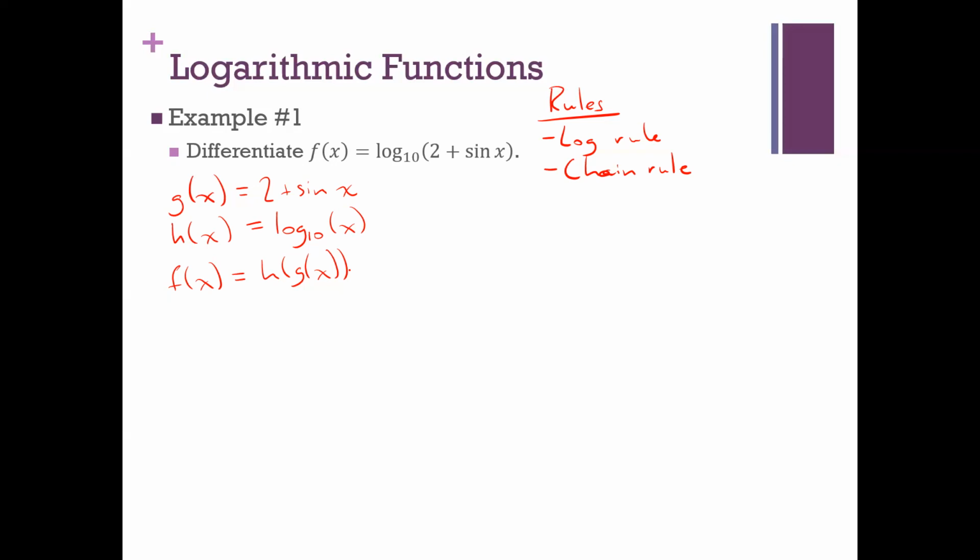Any more questions? All right. So where do we go from here? How do I get this derivative? Sebastian? Okay, so let's get those things. What is g prime of x? Cosine of x. What is h prime of x? One over 10 natural log of x.